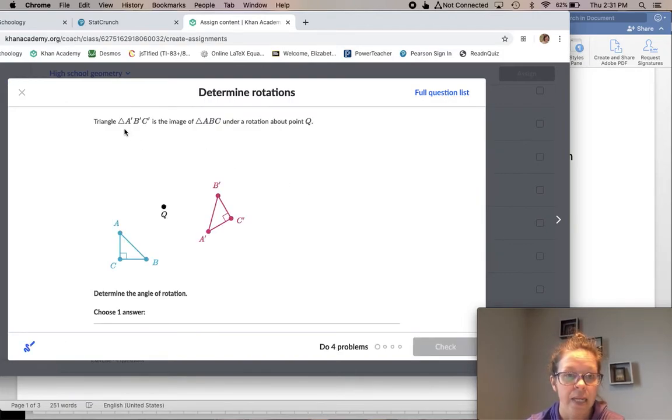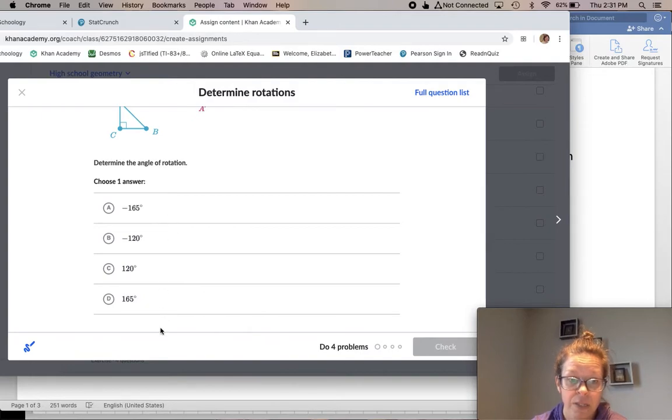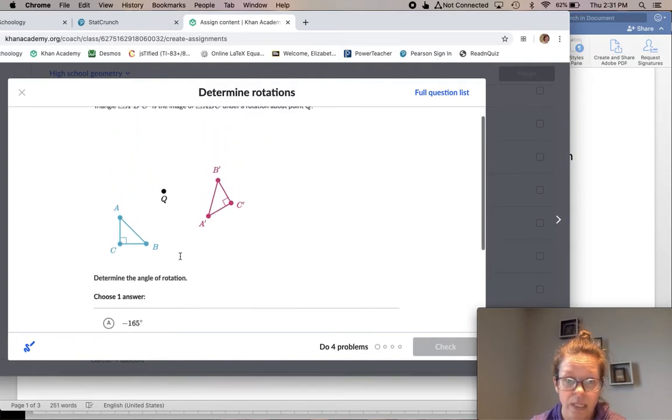And it says that triangle ABC with the primes is the image. That means the end, okay? The image means the end. So this one with the primes, that's the image, that's the end. So the pink is the result, the after of ABC. This is the pre-image. So this is our before, the blue is the before, the pink is the after. And what we have to do is figure out how far did they rotate this? So our answer choices are here. We've got some positives, some negatives, and either 120 or 165.